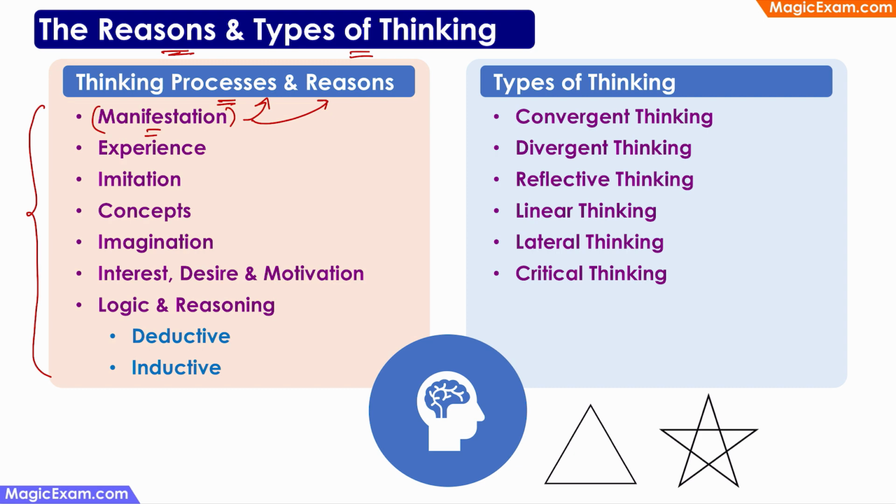And when the child goes to a zoo for the first time, the child is experiencing the zoo, the sights, the sounds, the smell of the zoo. So this experience can be a reason for thinking and a process of thinking as well. Similarly, when a child is trying to imitate somebody, the child has to observe that person and then try to reproduce those actions or that behavior and imitate the person. So this imitation can be a reason for thinking, and the process of imitation is a thinking process as well.